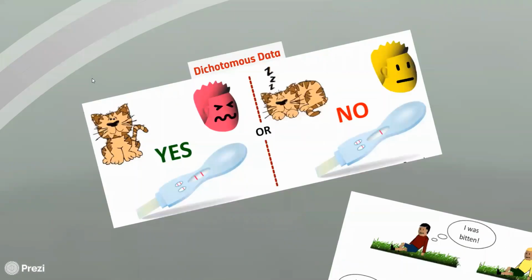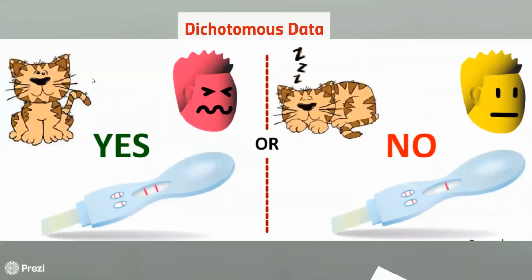For dichotomous data, we have 2 types. No simpler way for the data.